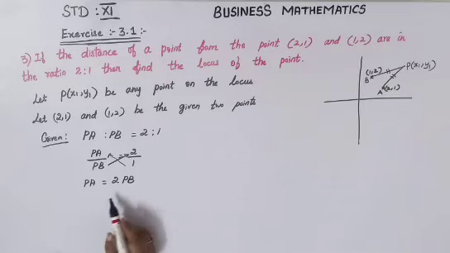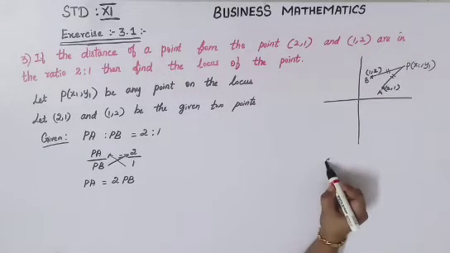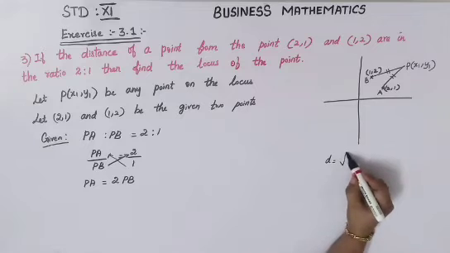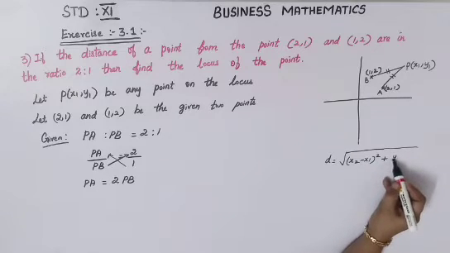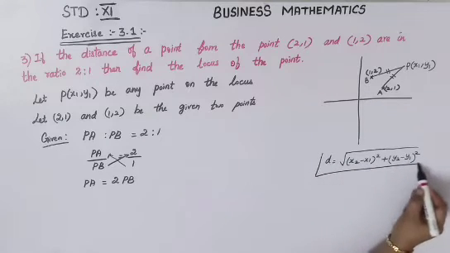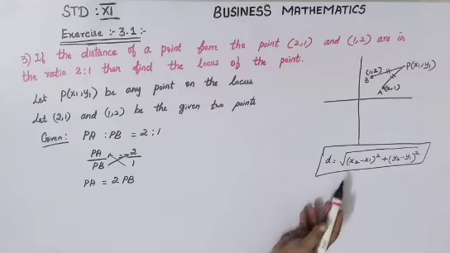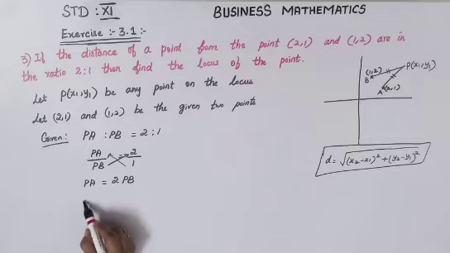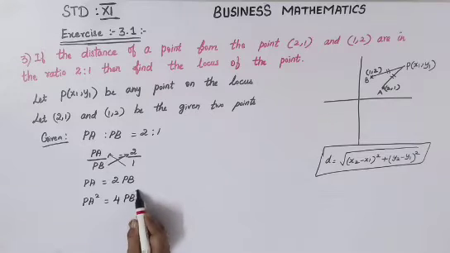So now we'll have to find the distance PA and PB. The distance formula is D equal to root of x2 minus x1 the whole square plus y2 minus y1 the whole square. Now you'll have to substitute the values in your formula. Okay, so to remove the square root, I'll just square both the sides. So we'll get PA square is equal to 2 square, which is 4, into PB square.